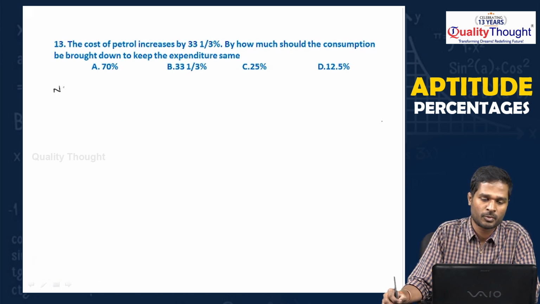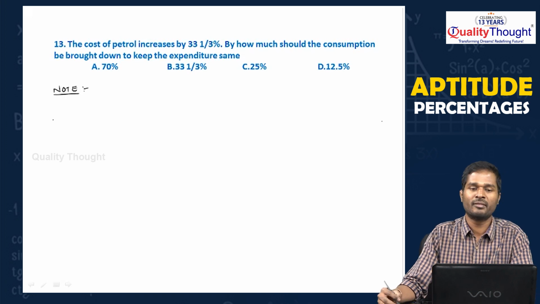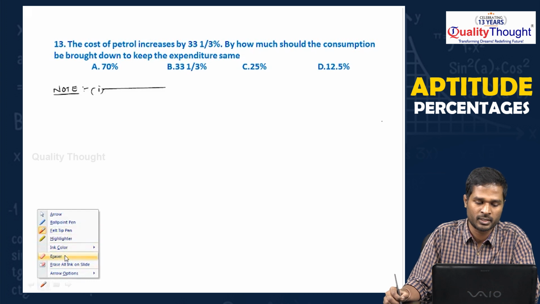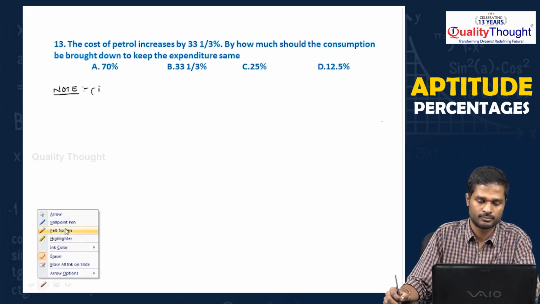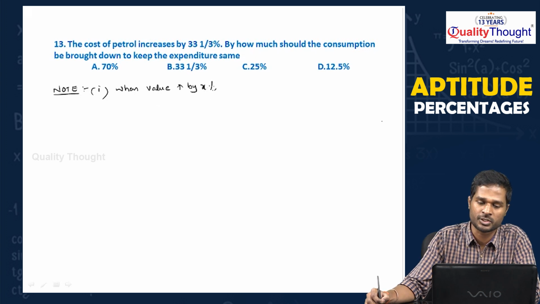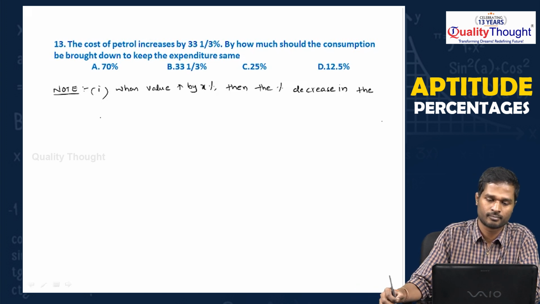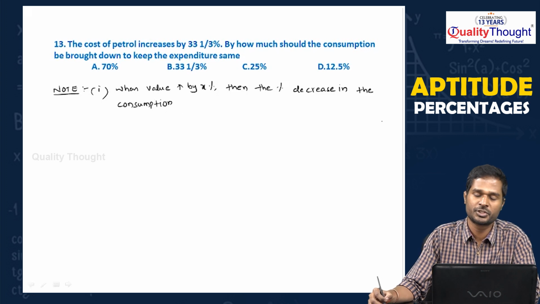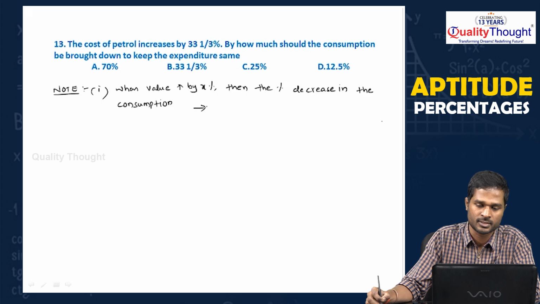Okay. Let's see here, we'll write a small note. When the value of some product or some commodity increases by X percentage, then the percentage decrease in the consumption, how much percentage decrease in the consumption can be done to maintain the same price? That is 100 into X by 100 plus X percentage.